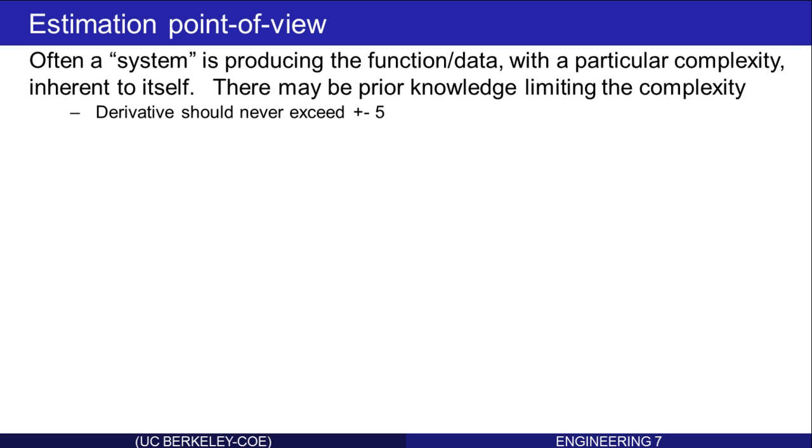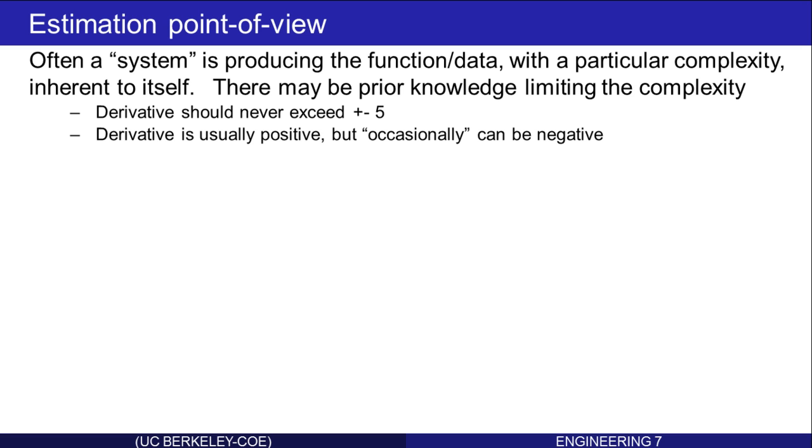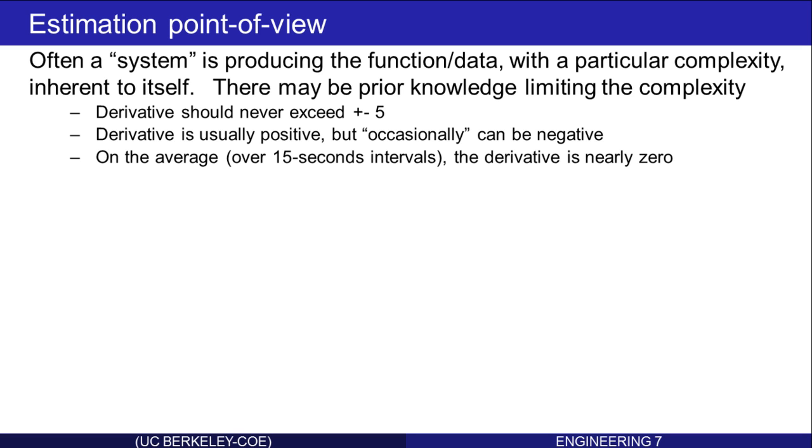For instance, you might know the derivative will never exceed plus or minus 5. Or the derivative is usually positive, something increasing. Let's say the GDP of a country typically goes up each year, but occasionally it can be negative. Or on the average, the derivative is nearly zero over some window that you understand.